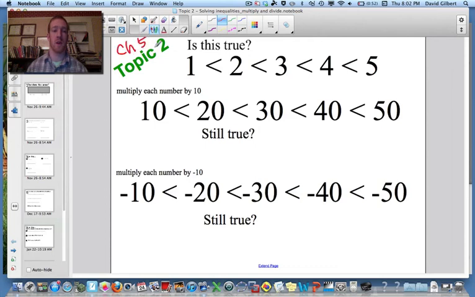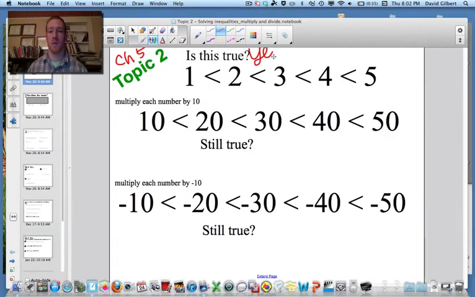Alright, chapter 5, topic 2. So, is this true? 1 is less than 2 is less than 3? Yeah, that's true.